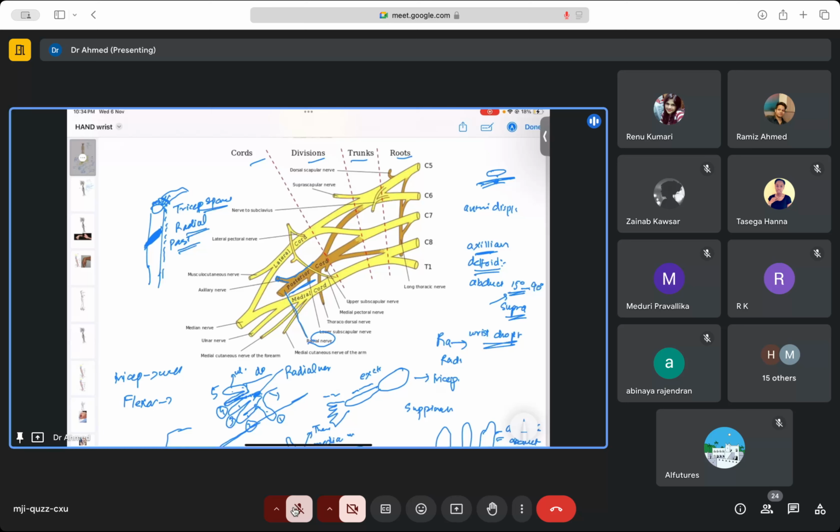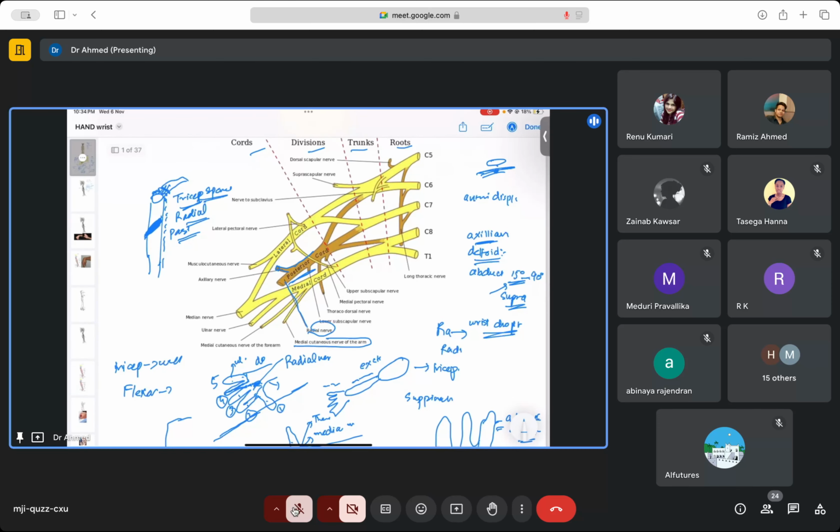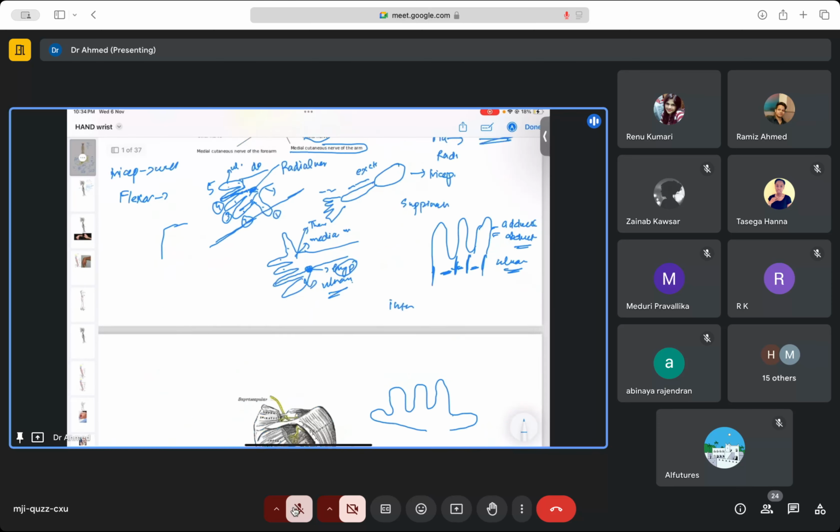So you have no weakness of the triceps muscle whenever you have an injury at the shaft, right? So the triceps is going to be spared. Then you have another nerve, the musculocutaneous nerve. Here you can see, this is your musculocutaneous nerve. It is going to supply your biceps, and along with that it has a sensory root as well.